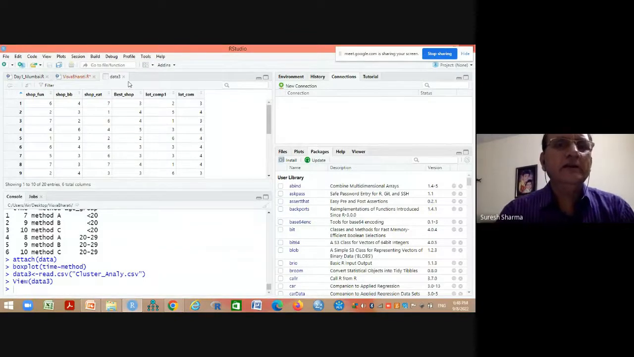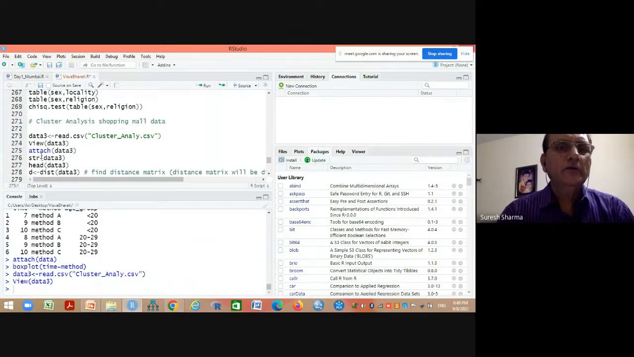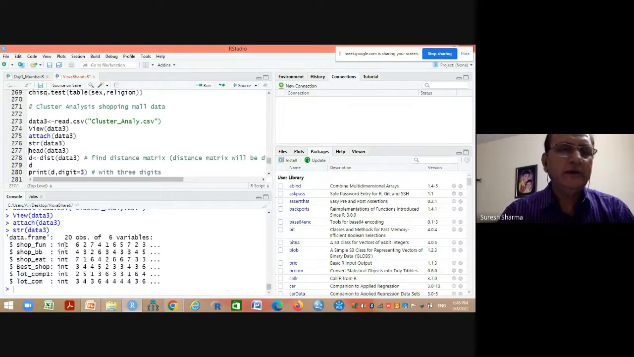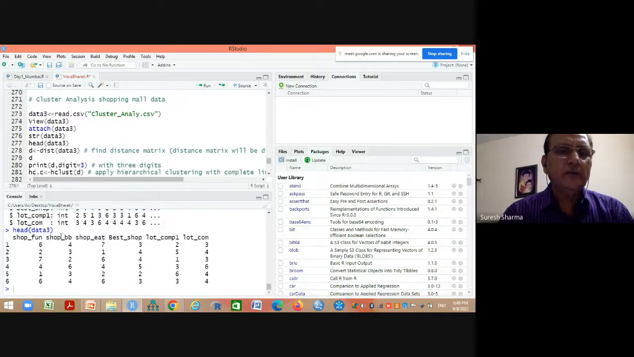So how to make clusters out of this data? Attach data first of all. And this data is a data frame now. Head of data will show you shopping is fun, shopping is bad for budget, shopping with eating, and a variable for which I'm forgetting what it stands for. Then you can save a lot of money by comparing, and some other variable. So this is the data actually.